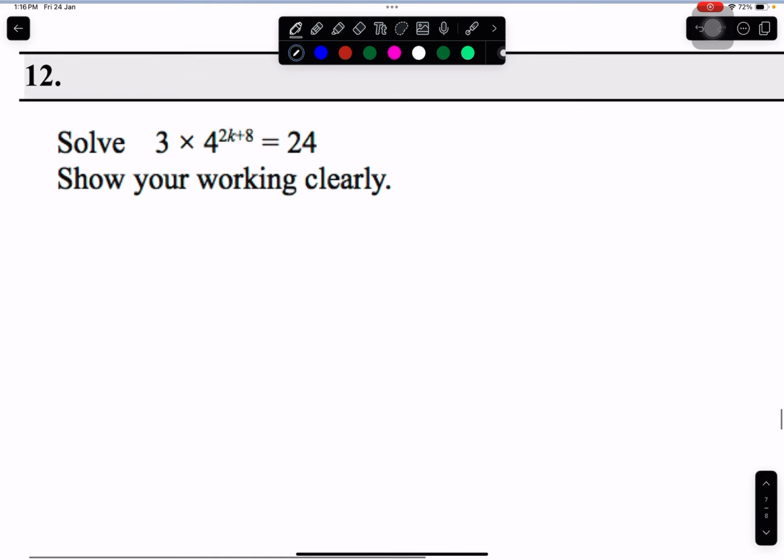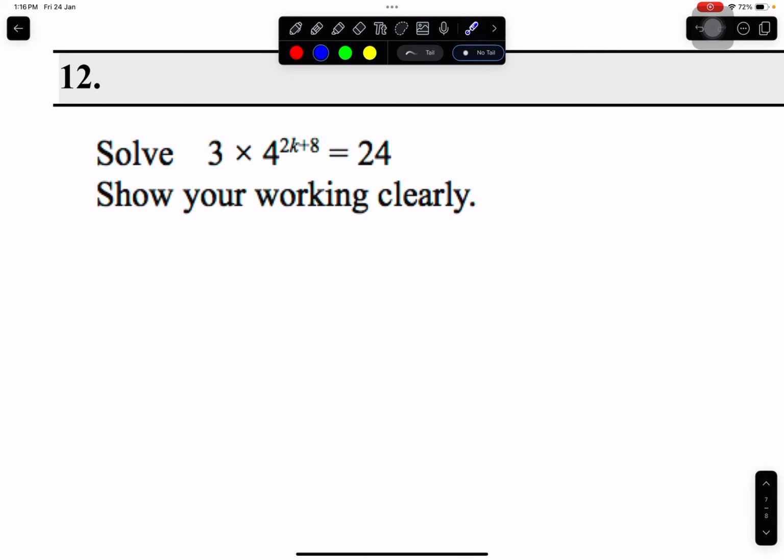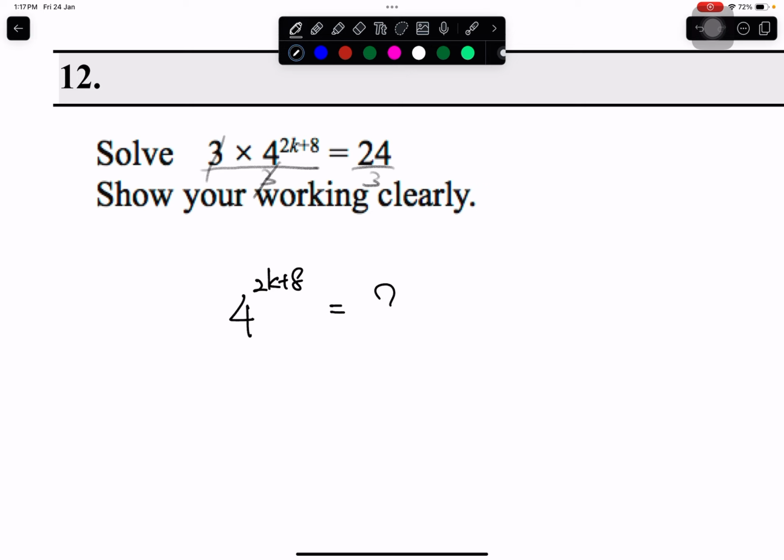Move on. This one is 3 times 4 to the power of 2k plus 8 equals 24. So this is obviously very difficult to solve. But there's a 3 outside and there's a 24, so we might as well just divide both sides by 3. So the 3 and 3 cancel out. You're going to have 4 to the power of 2k plus 8 equals 24 divided by 3, which is 8. So, hey, this is going to be 4 squared, right? Because 4 times 2 is 8.